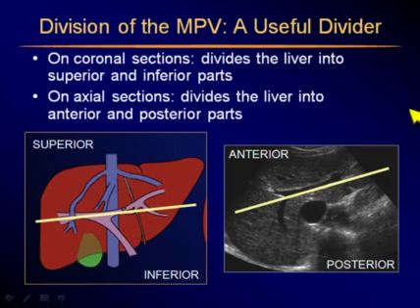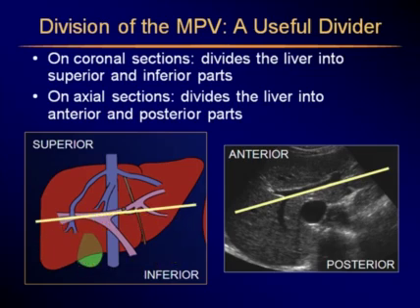Another point that I'd like to bring up here is about the division of the main portal vein. Precisely where the main portal vein comes in and splits, right in that line here, we can use that as another anatomic divider of the liver. If we look at the liver frontally or en face, we'll see that that part of the portal vein divides the liver into superior and inferior segments.